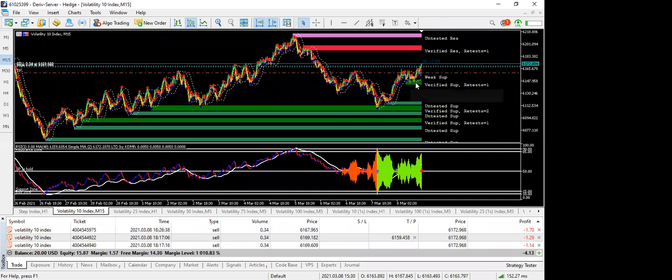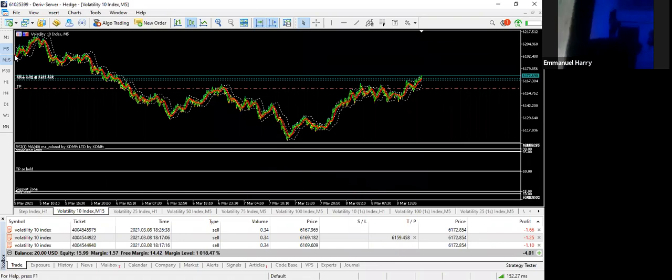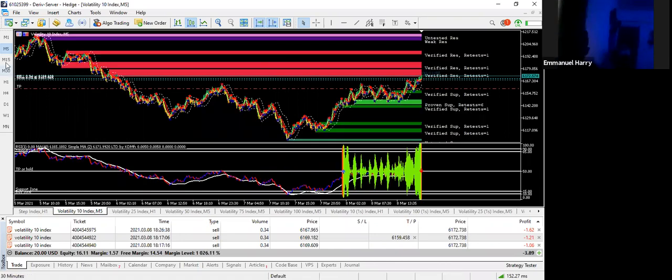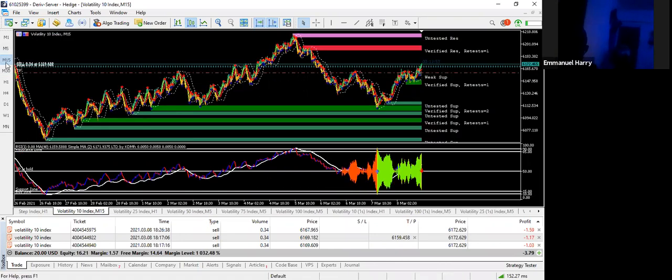Yes, exactly. Okay, I understand. But there's a Bollinger band there. If I want to take my profit, should I take it exactly at the verified resistance or the last Bollinger band at the top?